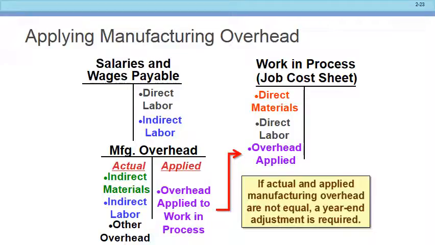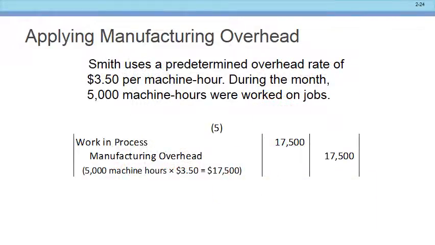Okay? Question? Have we gathered everything in our work in progress now? We've got all of our product cost in work in progress, don't we? We've got our direct materials, our direct labor, and then we've got our indirect labor, our indirect materials, but we had to apply those. We've got our other overhead, right? Okay, good. And there's the journal entry for that as we debit work in progress.